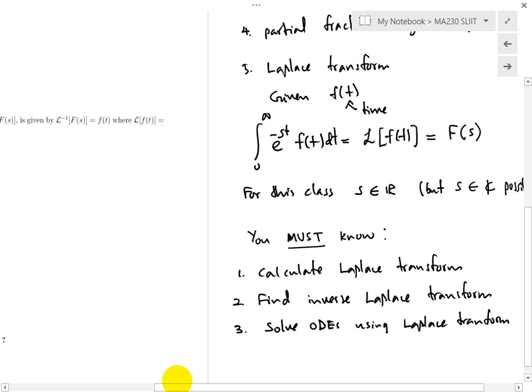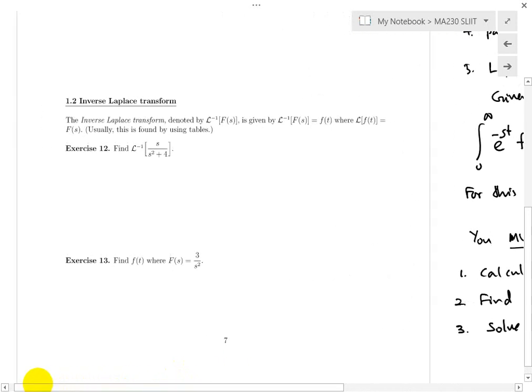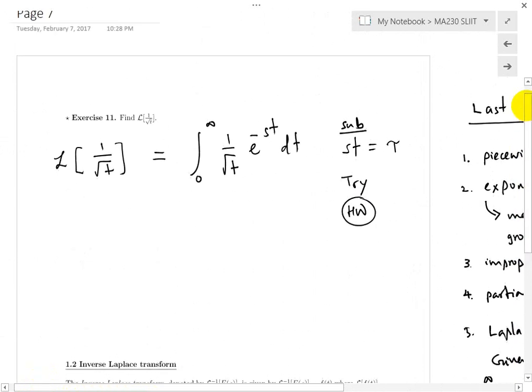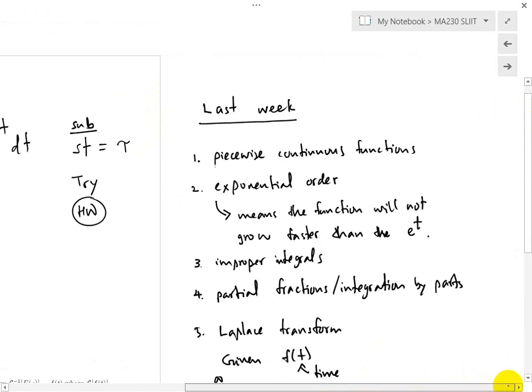Now I am not sure you have done this question or not. If you look at the table, most of the time you can find it, but in the mathematics class you should know how to do this by hand. So here, the given function is 1 over square root t, and we wanted to find the Laplace transform. So let me show that.